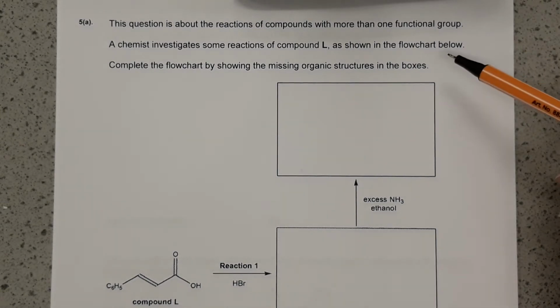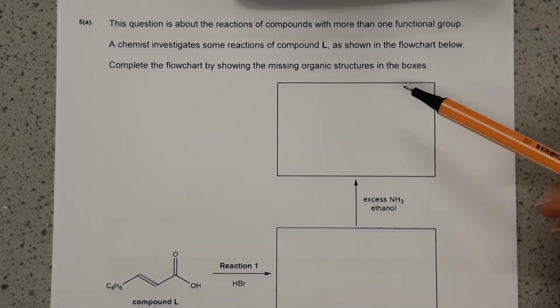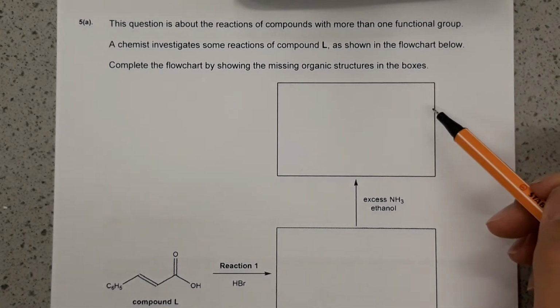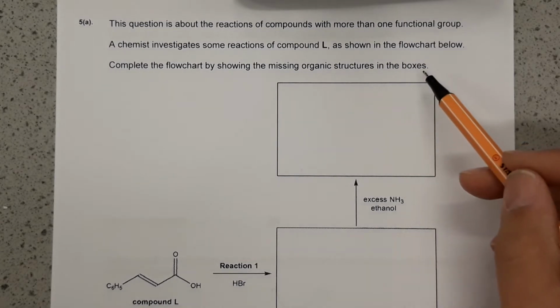This question is about the reactions of compounds with more than one functional group. A chemist investigates some of the reactions of compound L as shown in the flowchart below. Complete the flowchart by showing the missing organic structures in the boxes.